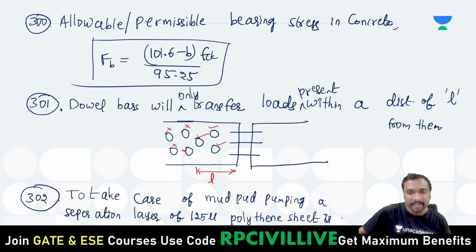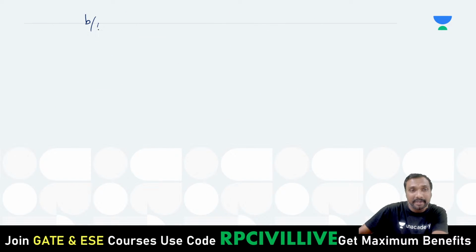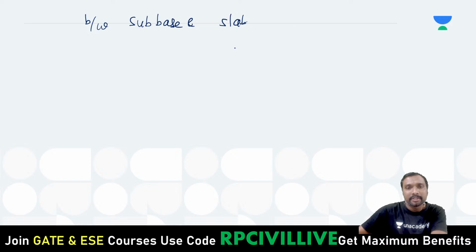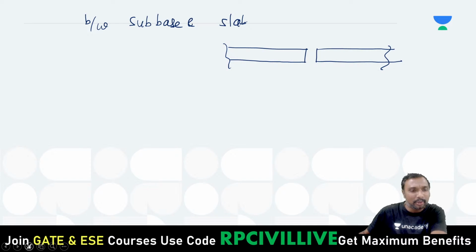Where is this 125 micron polythene sheet provided? It is provided between the sub base and the pavement slab. This is your main slab. Have you observed the black color polythene cover below this cement concrete whenever they construct a cement concrete pavement? This is your 125 micron sheet.